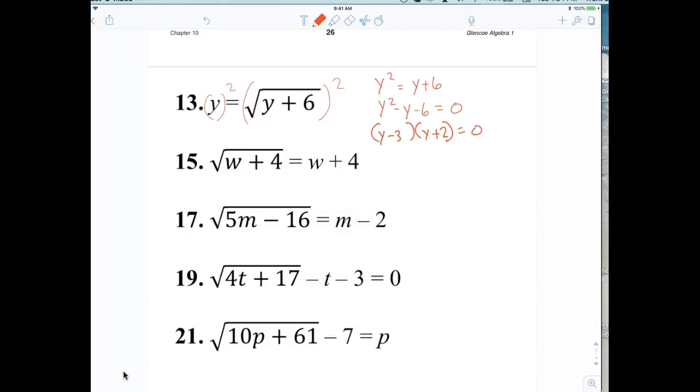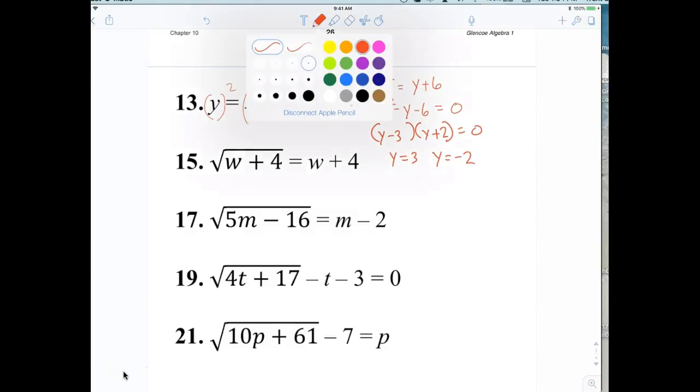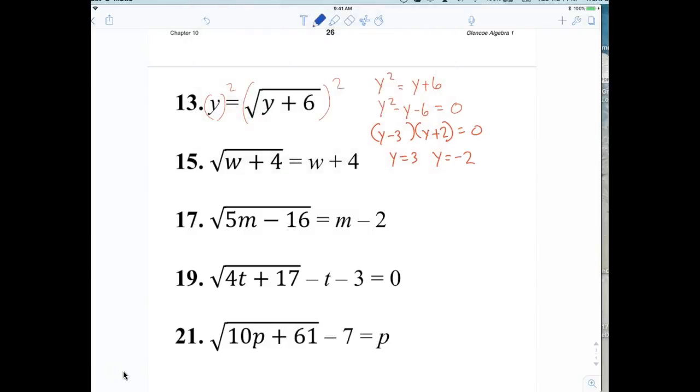So your answer was either what? Y equals 3 or y could equal what? -2. All right? Now, I want everybody to change colors and cross out -2. That is an extraneous solution. It's called an extraneous solution because look what happens. If I try to plug in -2, -2 equals the square root of -2 plus 6.